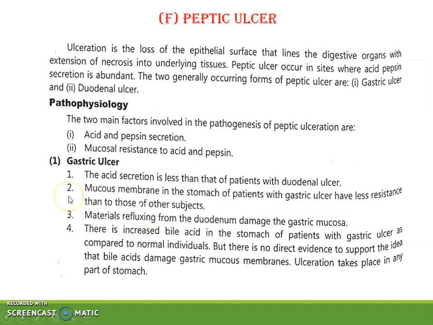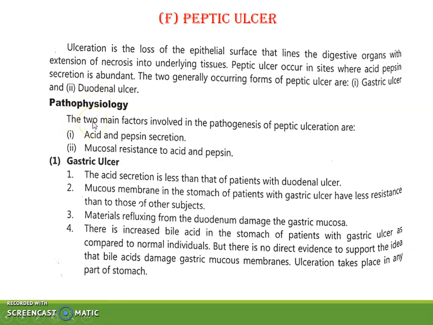Next disease is peptic ulcer. Ulceration is a loss of epithelial cells that line the digestive organs with extension of necrosis into underlying tissue. Peptic ulcer occurs in the site where acid pepsin secretion is abundant. The two generally occurring forms of peptic ulcer are gastric ulcer and duodenal ulcer.